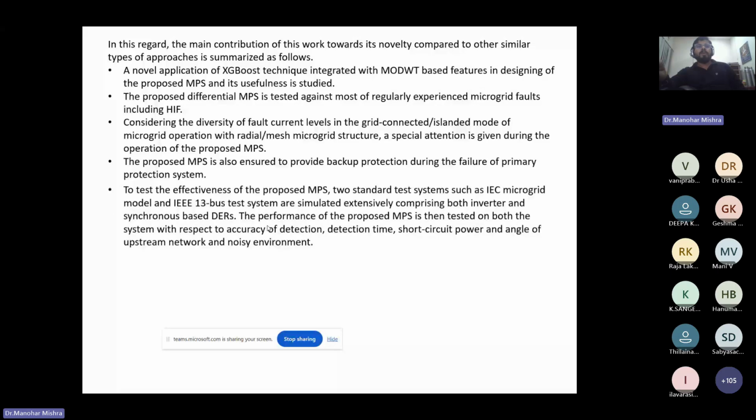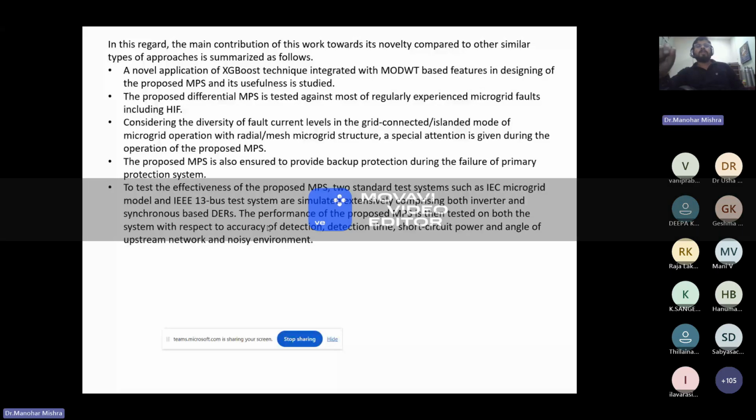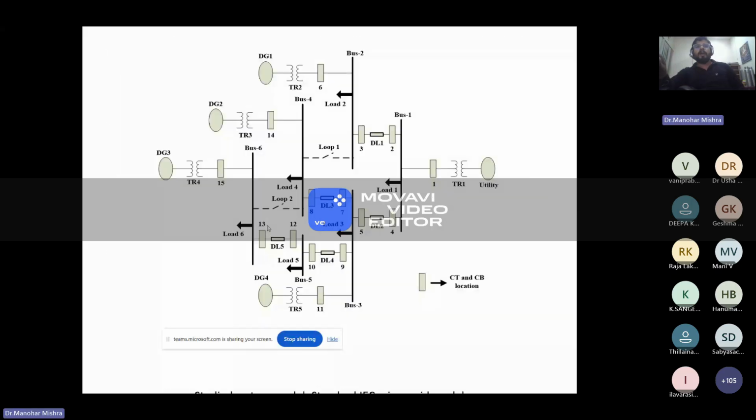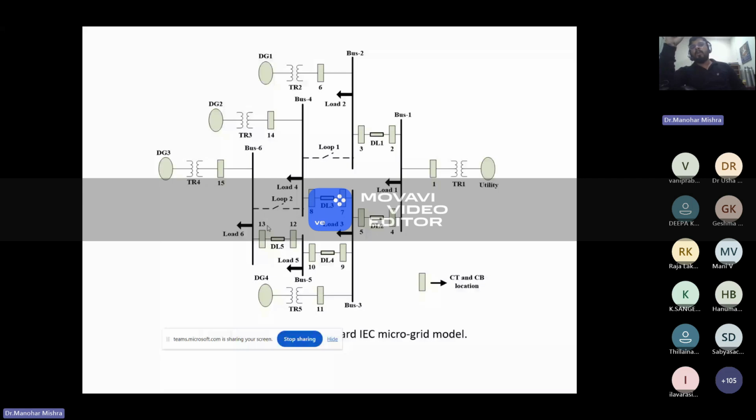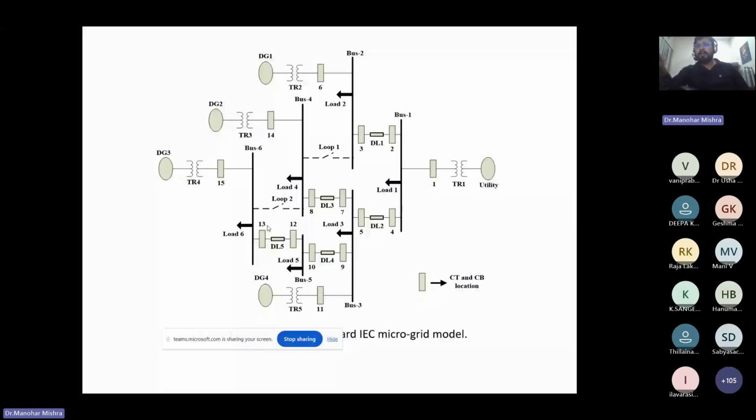Here this is the IEEE IEC microgrid that we have simulated in the MATLAB environment, and here we have kept 4 DGs. One is a type 4 wind, that is inverter based, and one hydro turbine generator we have used. Another DG is the DFIG, the doubly fed induction generator, and one is a normal wind. So 4 types of DG that we have used.